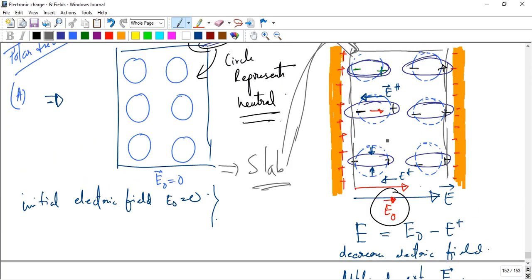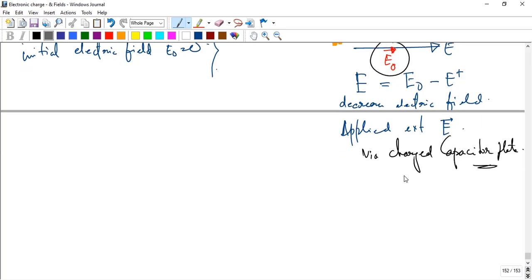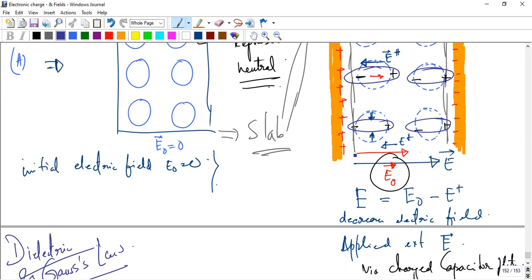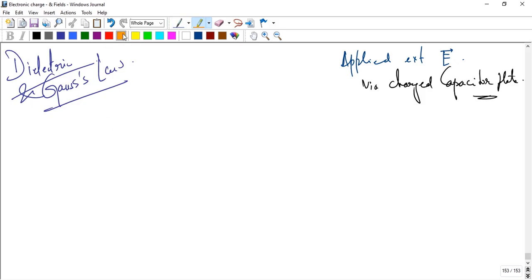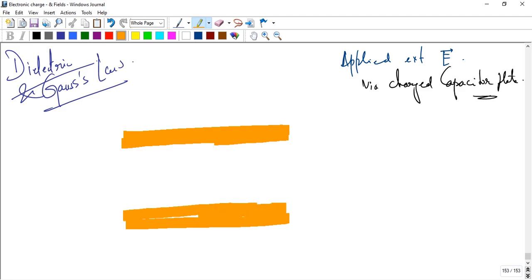Clear. Next we discuss dielectric and Gauss's law. That is a very important concept. Here I put the same diagram. Suppose there are two plates here. I think these two plates are equipotential surfaces. Obviously, these two are the equipotential surfaces.